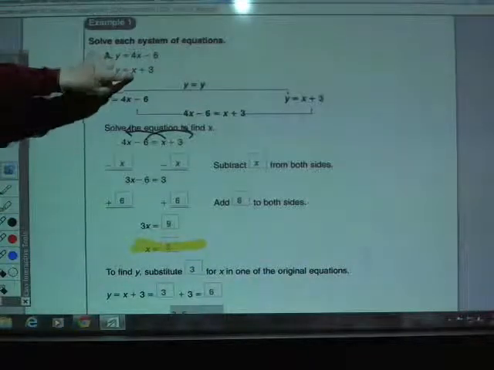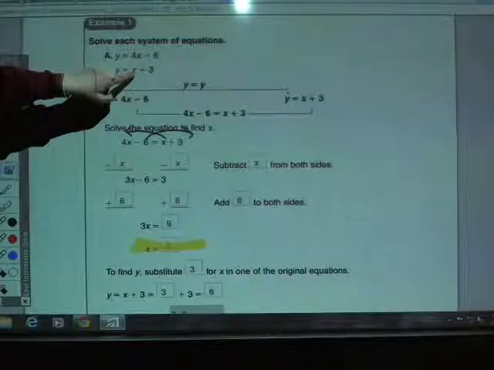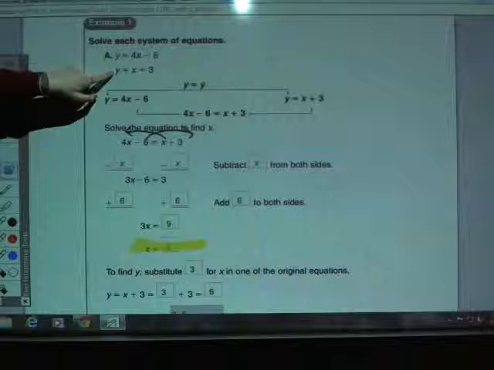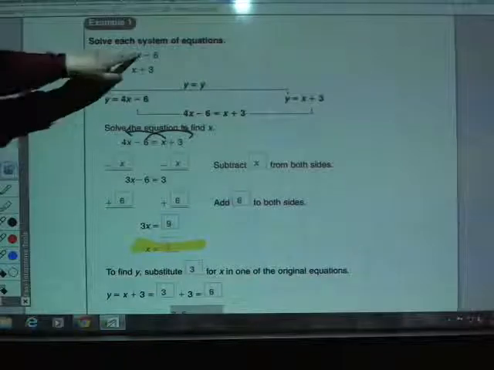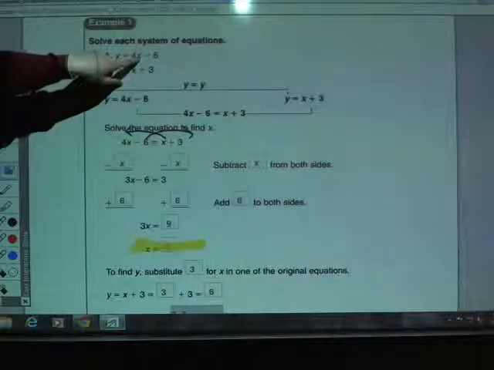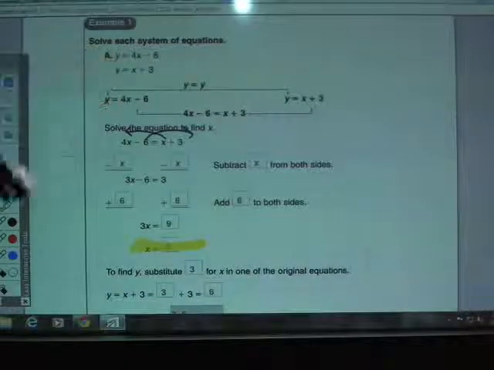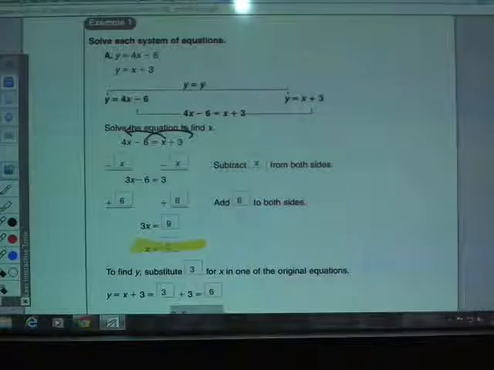So I'm going to pick this bottom equation because it looks the simplest. So if I change x into 3, 3 plus 3 is 6. So y has to equal 6. If you do it in the top line, 4 times 3 is 12, and 12 minus 6 is, no surprise, 6. Remember, it's the same values for x and y in both equations at the same time.